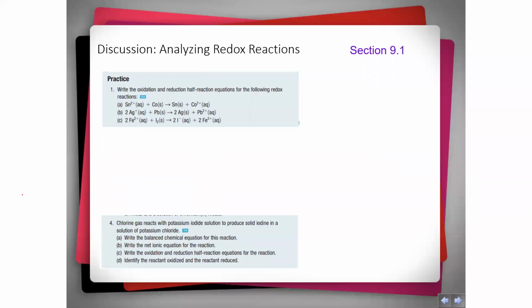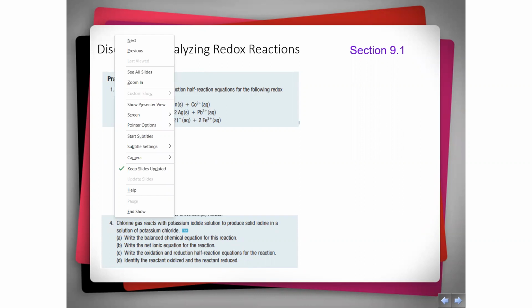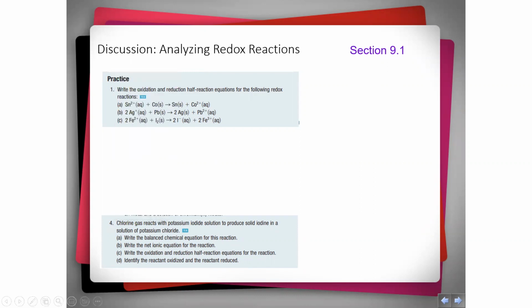Okay, so now we can look at a question down here. I'm on number 4. Question number 4. Chlorine gas reacts with potassium iodide solution to produce solid iodine in a solution of potassium chloride. So chlorine gas, when chlorine is a gas, it's in the Cl2 state, right? It's in its elemental state.